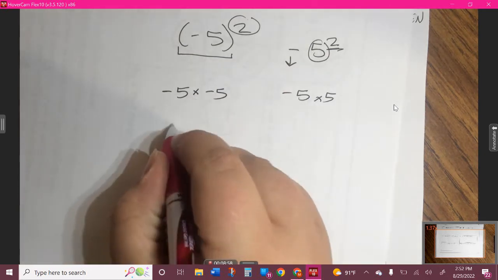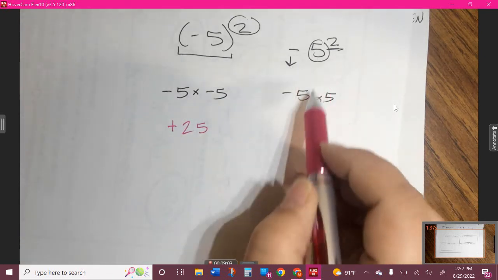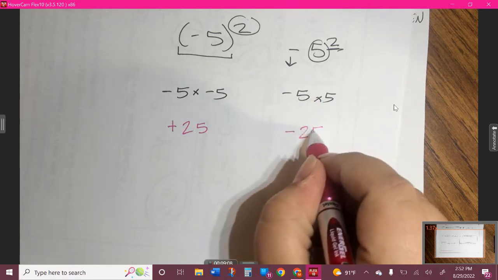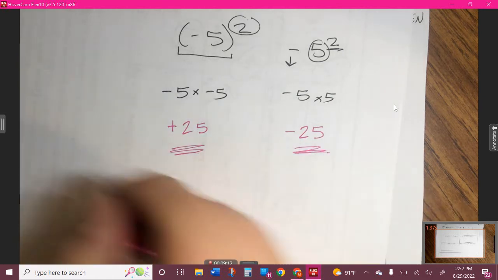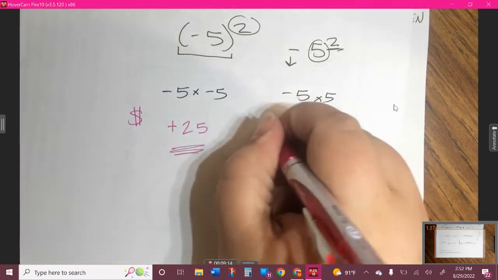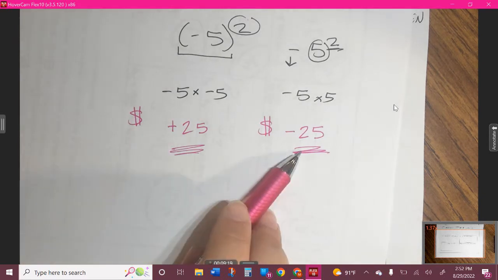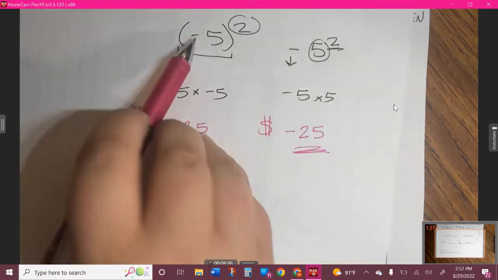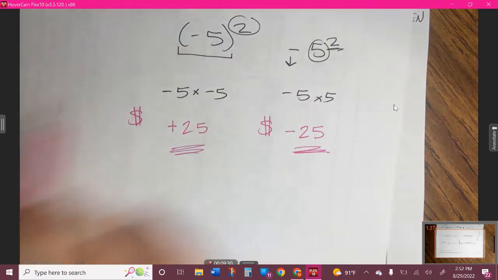-5 times -5 is positive 25. And then this is -5 times 5. Well, -5 times 5 is a -25. So there's a big difference here, especially pretend this was somebody's bank account. In this bank account, you're telling them, hey, you have $25, but in this bank account, you're telling them that they owe $25. So that's a really big difference. You want to make sure that when you're substituting values in, if there's a negative, especially if there's exponents involved, use your parentheses.